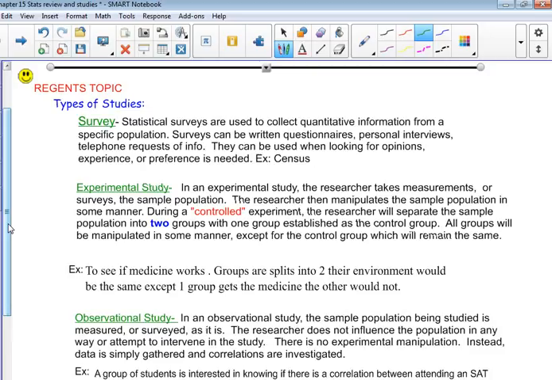A poll, yeah, that would be a good one. Even companies send out surveys, like after your prom, the DJ company sent me a survey on how they did. It's something that you can answer questions quickly.